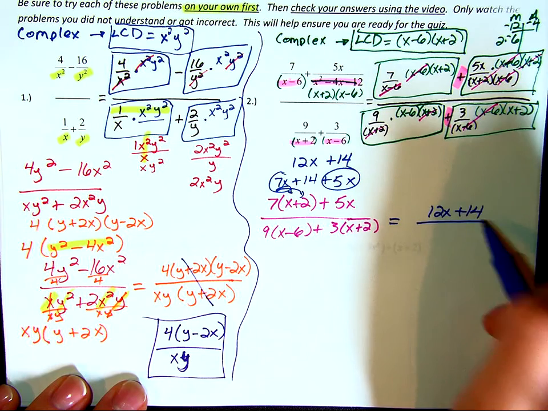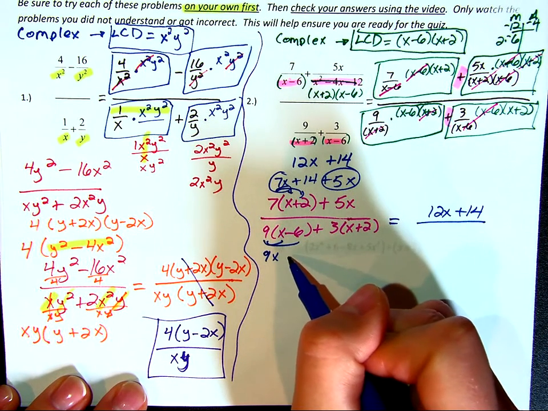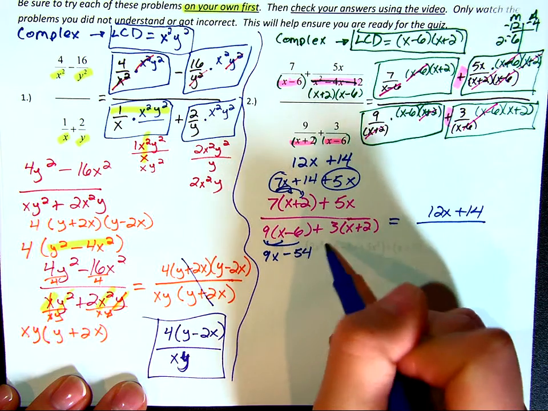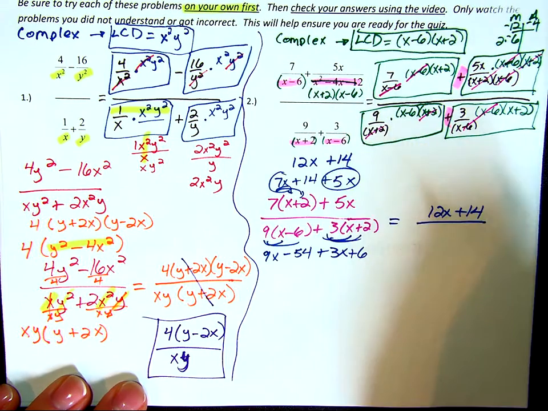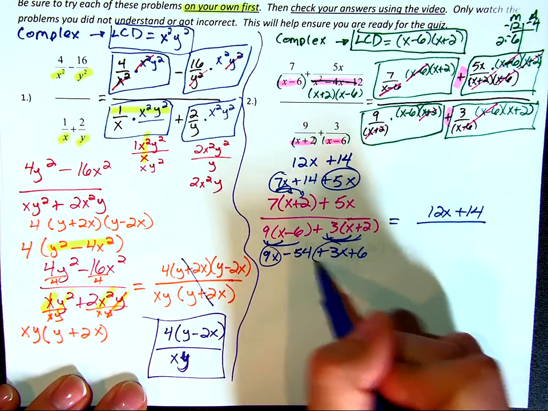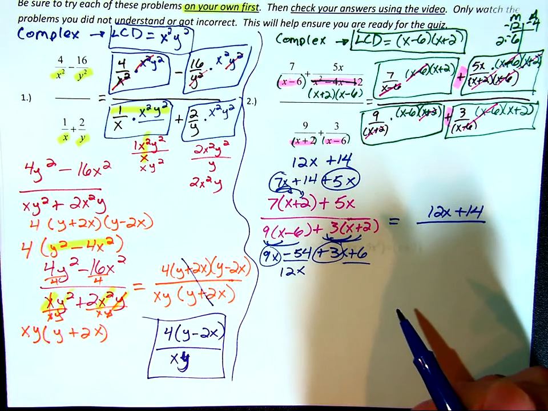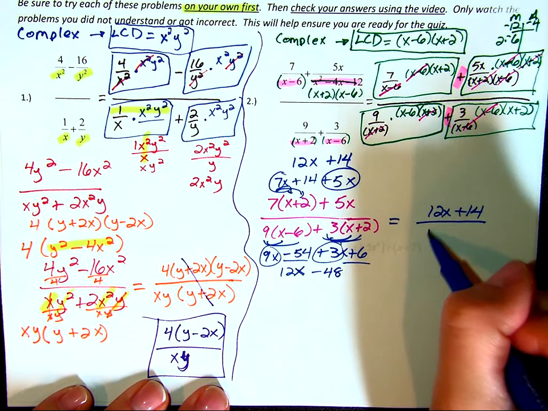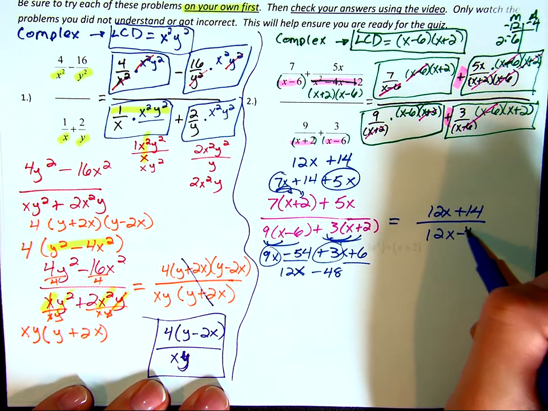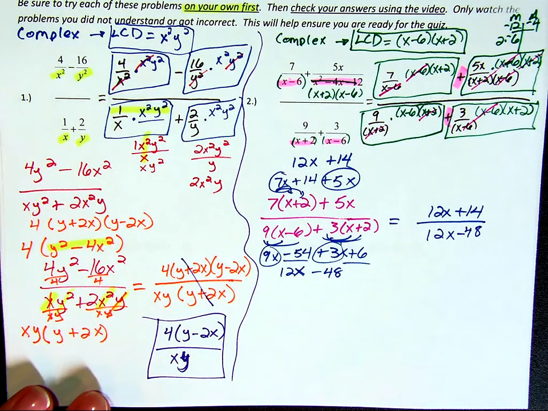In the denominator, same thing, we need to simplify it. So 9x minus 54 plus 3x plus 6. Combined our like terms, 9 plus 3 gives me 12x, negative 54 plus 6 gives me negative 48. Now, please be careful here. A lot of you will just try to cancel those 12x's. You cannot cancel them because you need to factor them first.